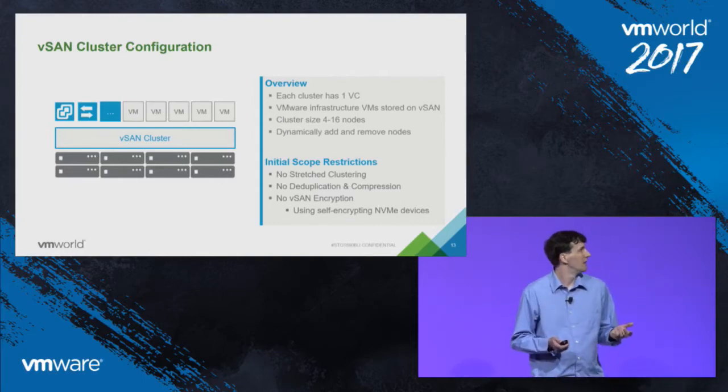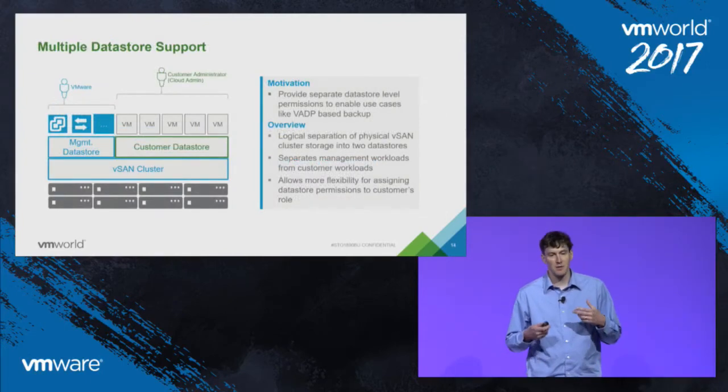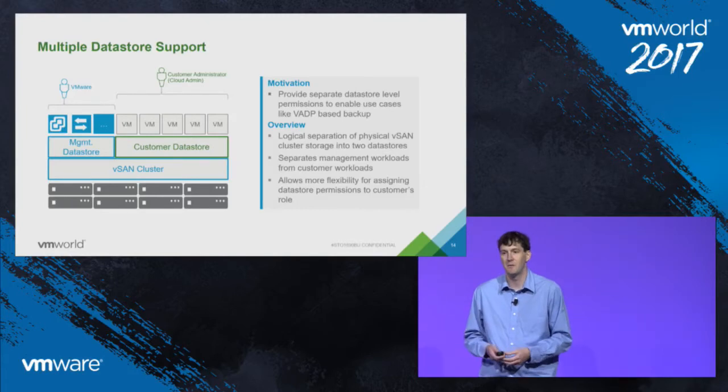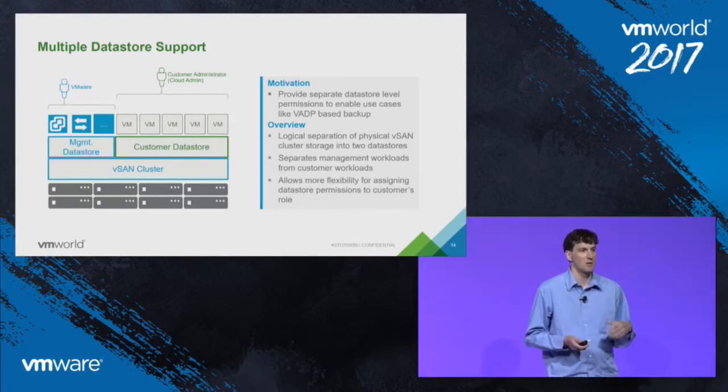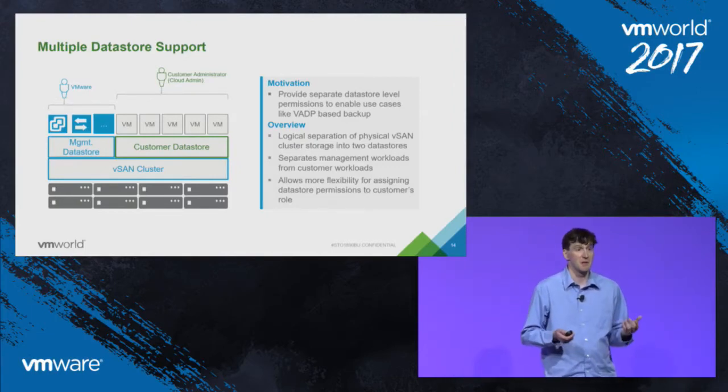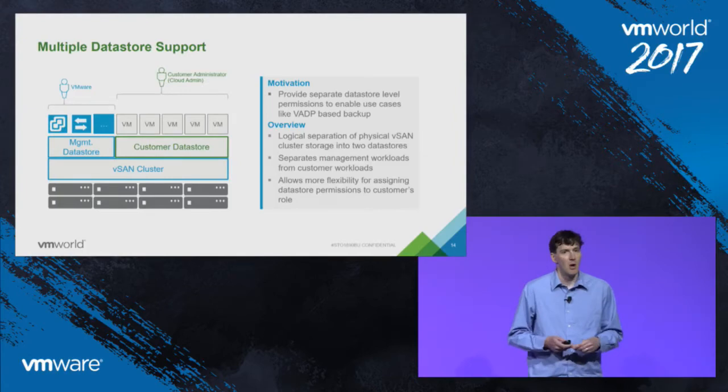There are a number of permissions in VC that are allocated at the granularity of a data store. You can think of these permissions as things like file management, which allows you to go to a data store and create, delete, and read files. And this is really important for a number of use cases, but especially for things like backup.